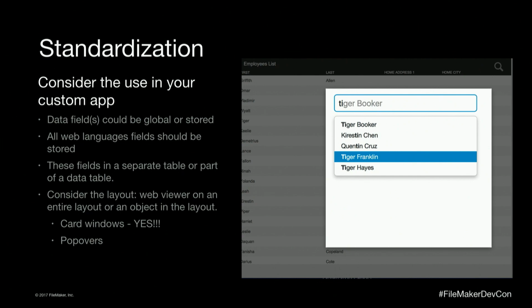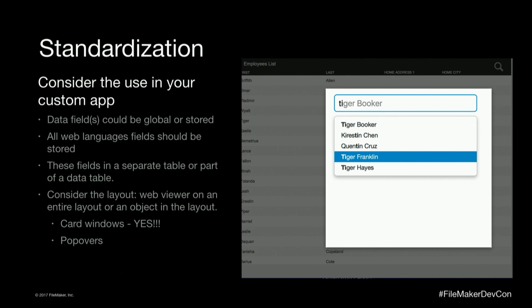Consider the layout. How do you want to display this web viewer integration? A lot of these are full screen things like the calendar, which I'll show you in a minute. But some of them are also small little pieces, and you don't want to waste a whole layout and it look odd when it's that small of an object in the layout. So in this example, the picture here, I put it into a card window. It could be in a popover as well.